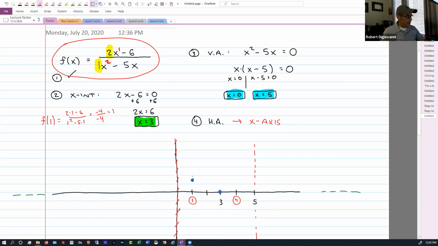Then I do the same thing for the next test point. I plug in 4. When I plug in 4, I get 2 times 4 minus 6 over 4 squared minus 5 times 4. So we wind up getting on top, what is that? 8 minus 6 is 2. And on the bottom, you get 16 minus 20, which is negative 4. And that you have a negative number there, right? 2 over negative 4, it's a negative number, which tells you that your dot is going to be down below the x-axis.